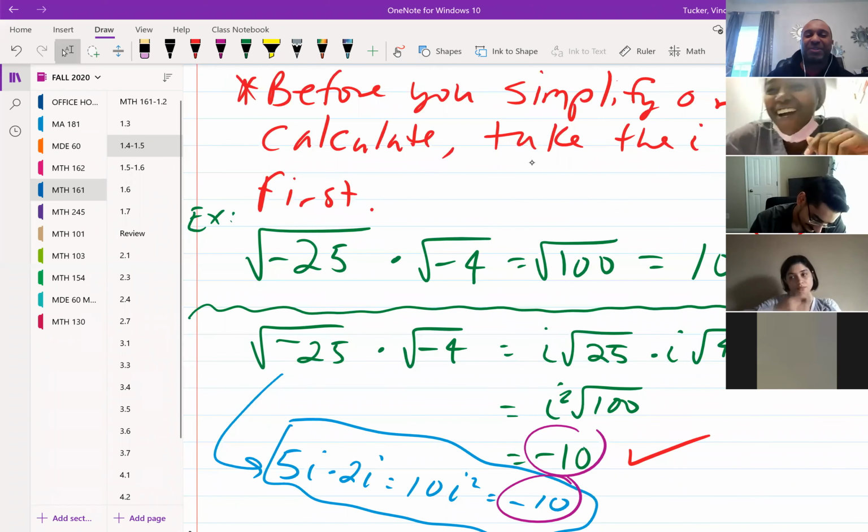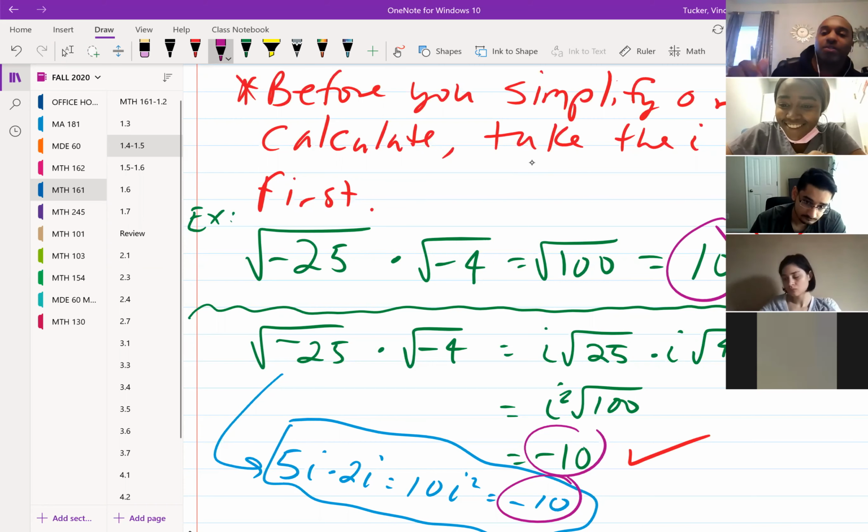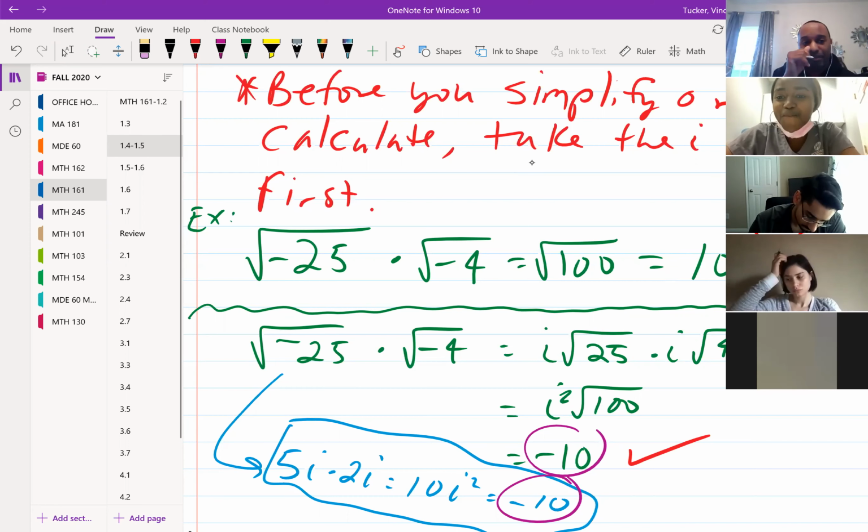And then the square root of 25 times the square root of 4 is 10. And so i squared is -1, then the square root of 100 is 10. So notice how your final answer is supposed to be -10 versus positive 10. So that's what I'm talking about as far as taking that i out first.